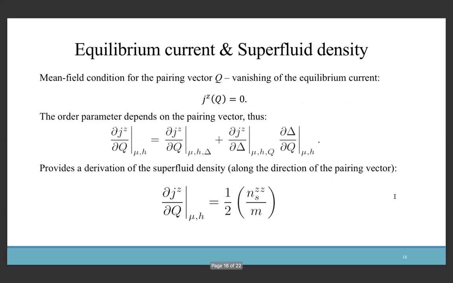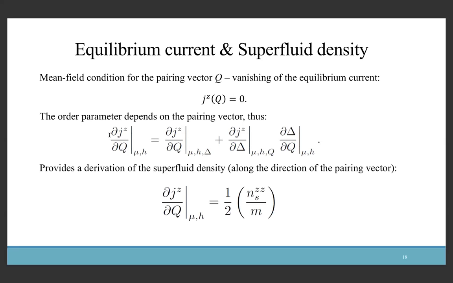I'm just going to skip ahead. So there's a very simple way of calculating the superfluid density, and that is using the equilibrium current. So the equilibrium current, when it vanishes, that tells you what the mean field condition for the pairing vector is. So the way we determine the pairing vector for this system is to just say that the current must vanish. And this is assuming that the Q vector is along the Z direction.